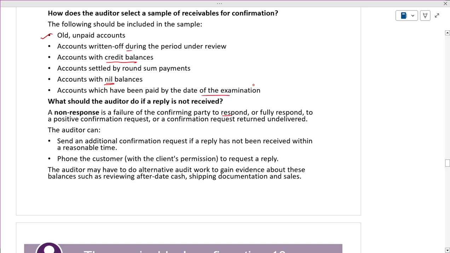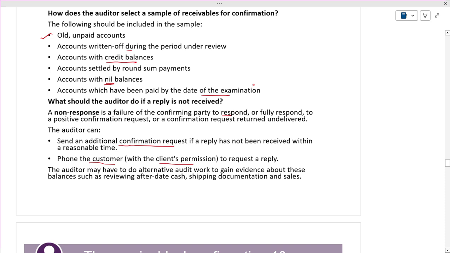Send an additional confirmation request if a reply has not been received within a reasonable time. Phone the customer with the client's permission. The auditor has to keep the client informed and request the reply.